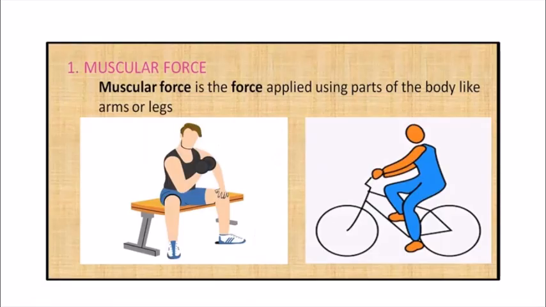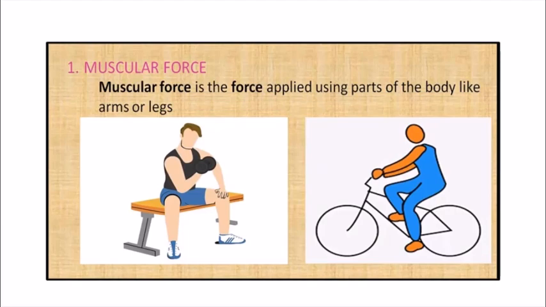The first type of force is muscular force. Muscular force is the force which is applied with the help of our muscles. Your muscles are in your arms or your legs. So, the force which is applied with the help of muscles is called the muscular force. What can be an example of muscular force? For example, when a person is doing exercise, he is lifting a dumbbell. So when a person is lifting a dumbbell, he is using the force of his muscles to lift the dumbbell.